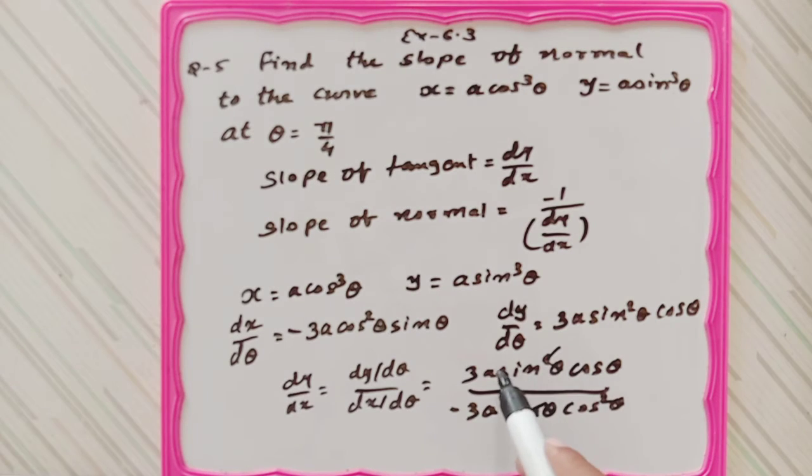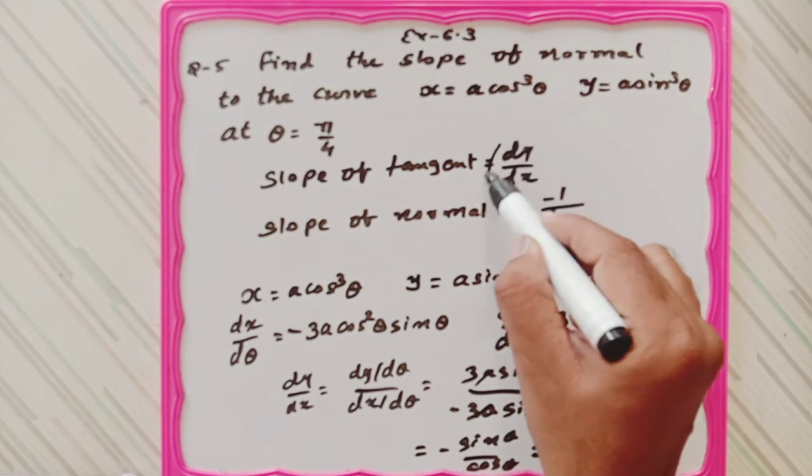So 1 sin theta cancels, 3a cancels, 1 cos theta cancels. So we have minus sin theta upon cos theta, which will give minus tan theta. And so we have dy by dx value minus tan theta.